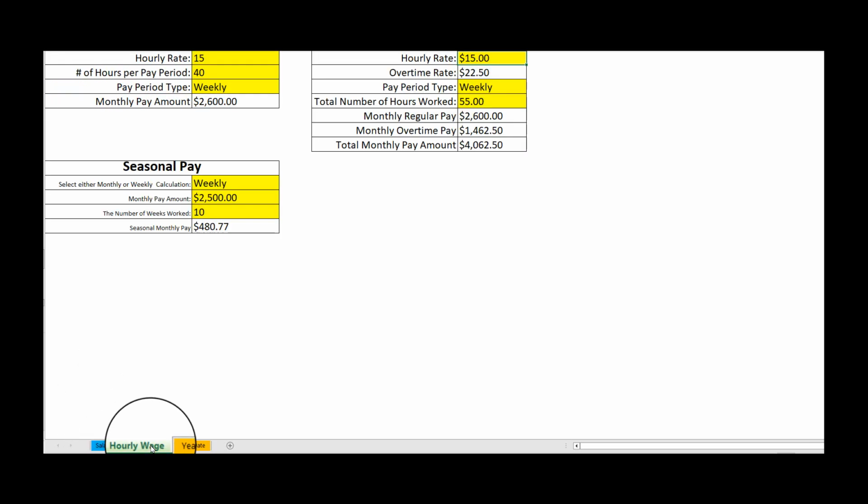The Monthly Gross Employment Calculator is an Excel workbook made up of 3 worksheets. There is a salary, hourly, and a year-to-date worksheet. To maneuver between the worksheets, just click on the tab containing the heading you want to go to. Here we will cycle through the 3 worksheets.